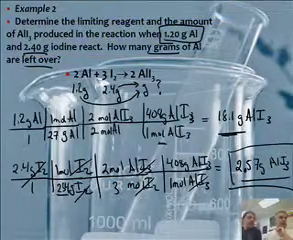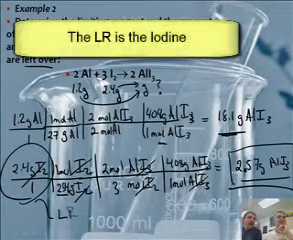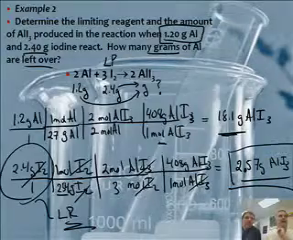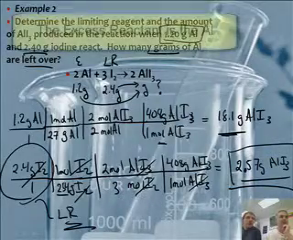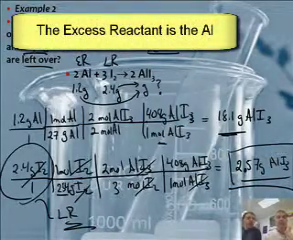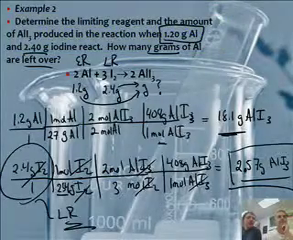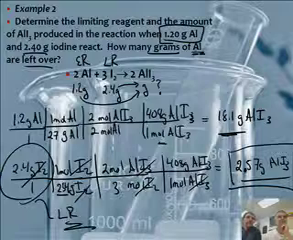So the limiting reagent is the 2.4 grams of I2, the iodine. So the iodine is your limiting reactant, or your LR, and your excess reactant is the aluminum. Okay. All right. Now we still have one more problem. How many grams of aluminum are left over?